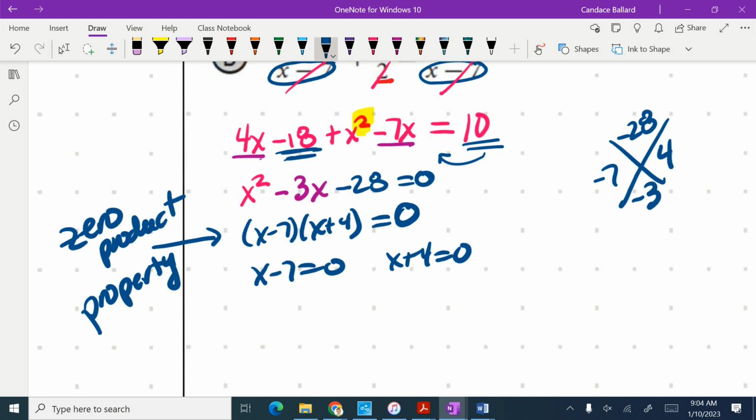Okay. What do I need to do with this 7 to move it over to the other side? Add it. Good. So we just get x equals 7. What do I have to do to move the 4? Good.